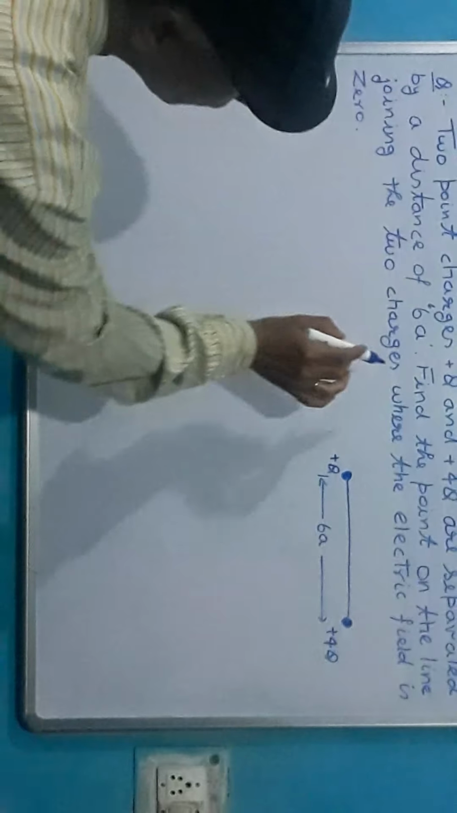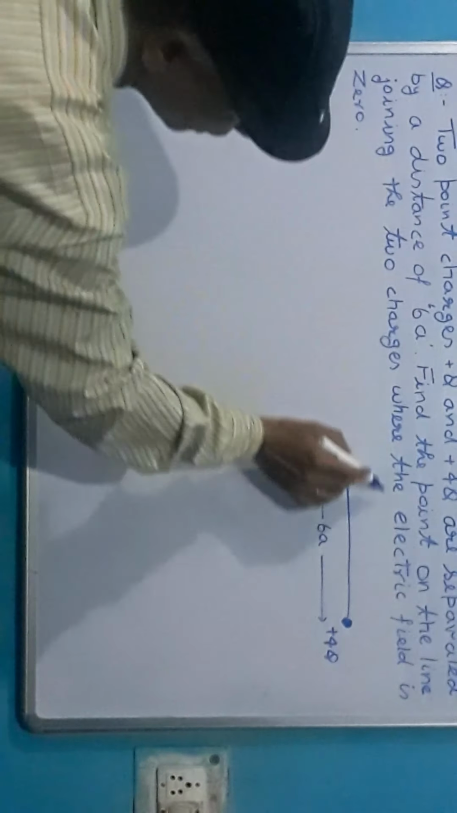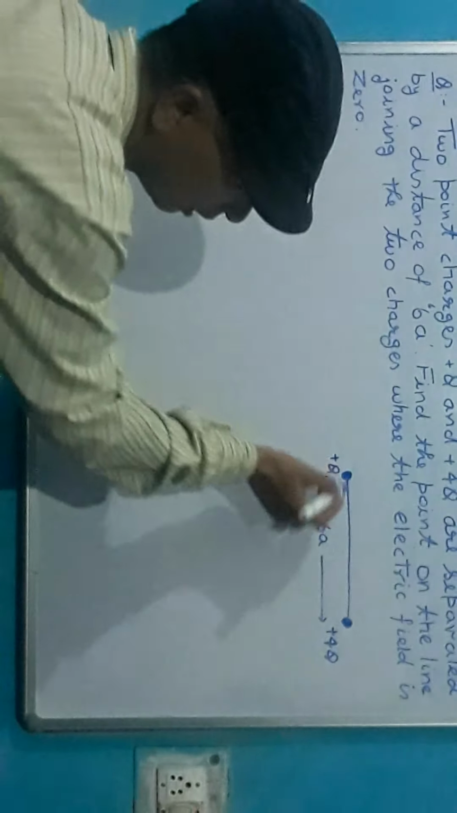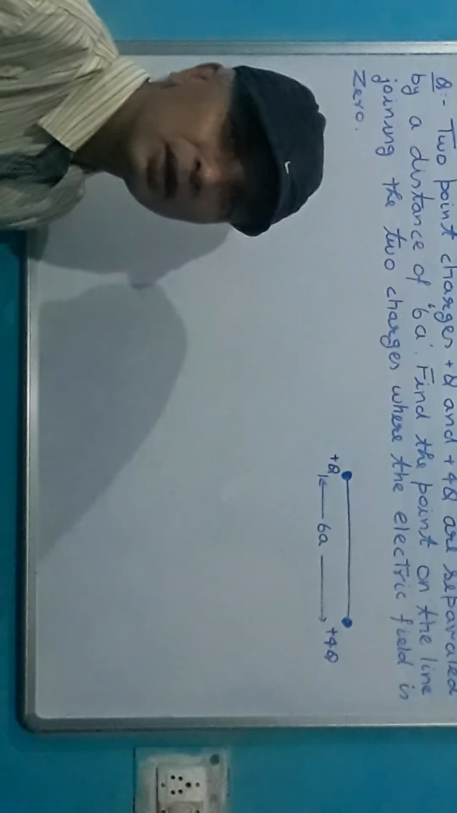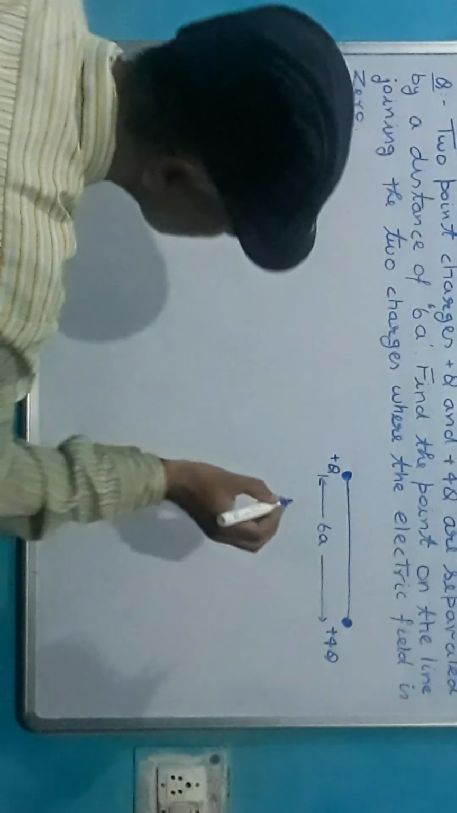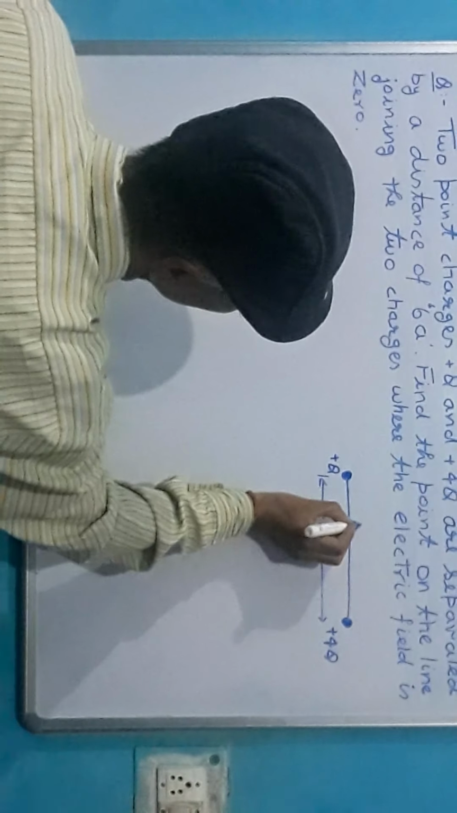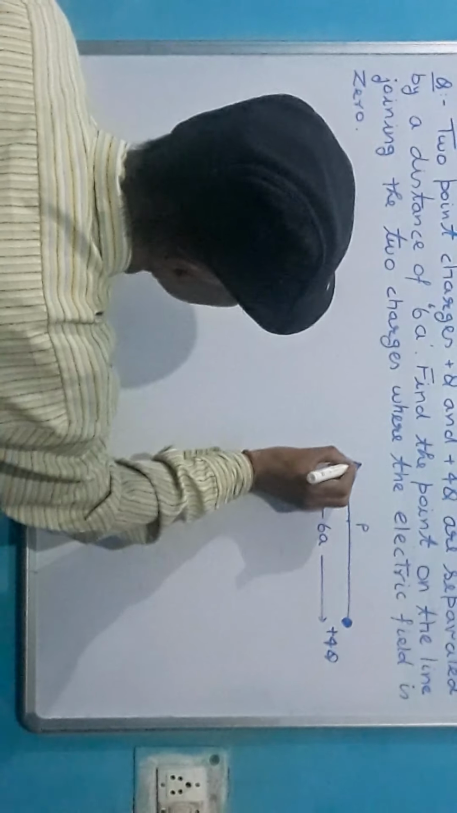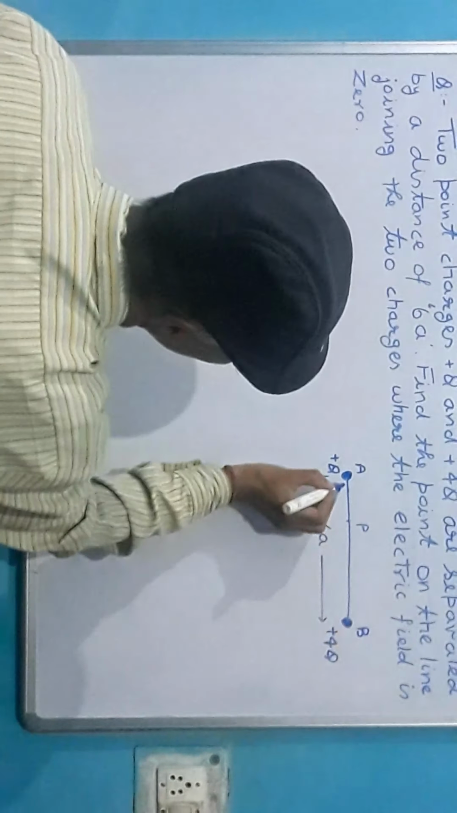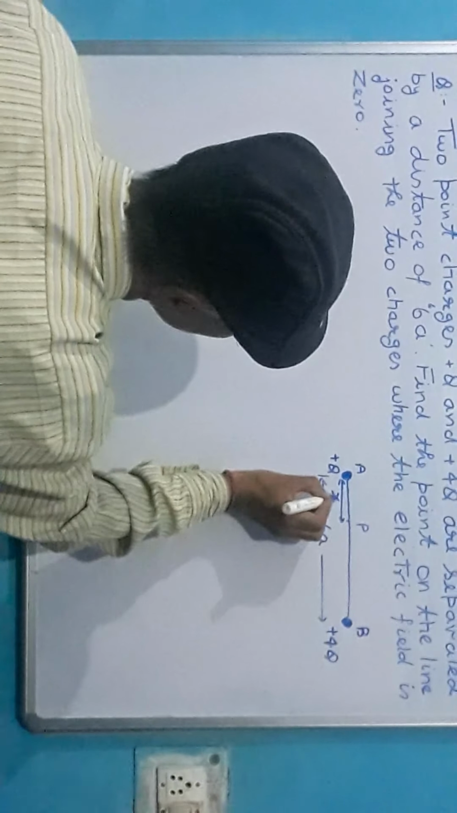What we have to calculate? Find the point on the line joining the two charges where the electric field is 0. I have to calculate a point on this line where the electric field will be 0. Let us see how we can calculate. I consider a point P. Suppose this is point A, this is point B, and this point P is at a distance x.